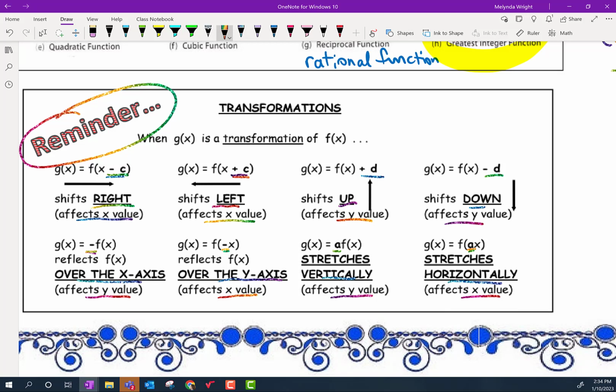So those are reminders. The transformations might be helpful when we're graphing. It might help you know what your graph should be looking like. What kind of transformation do you see from the parent? All right, so that's just a reminder for us. Any questions about that?